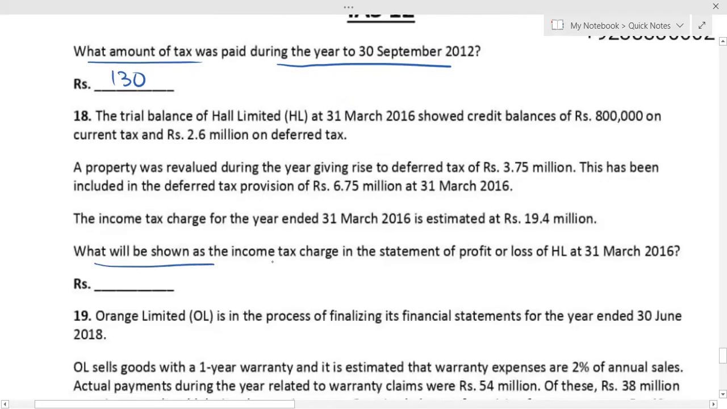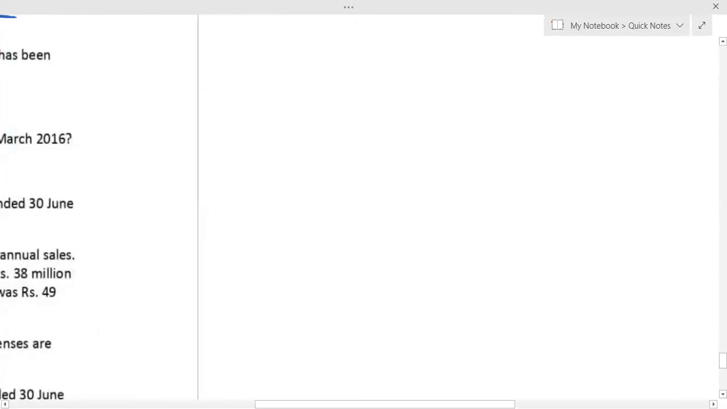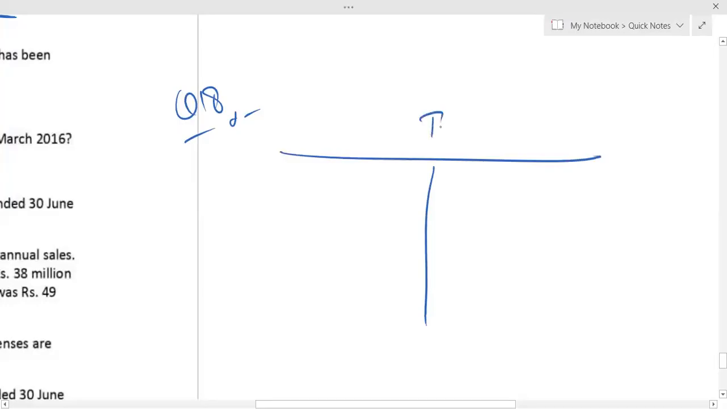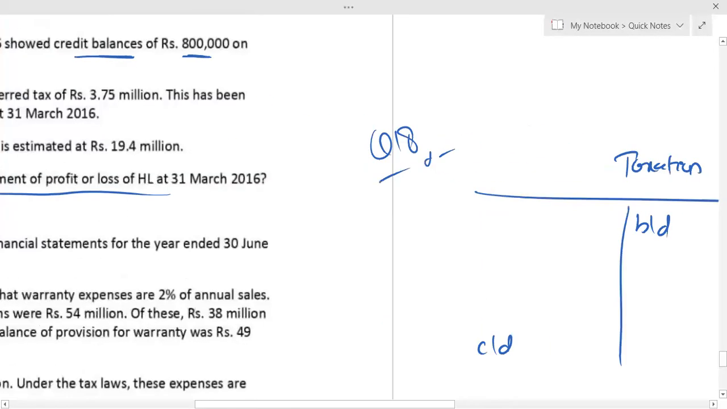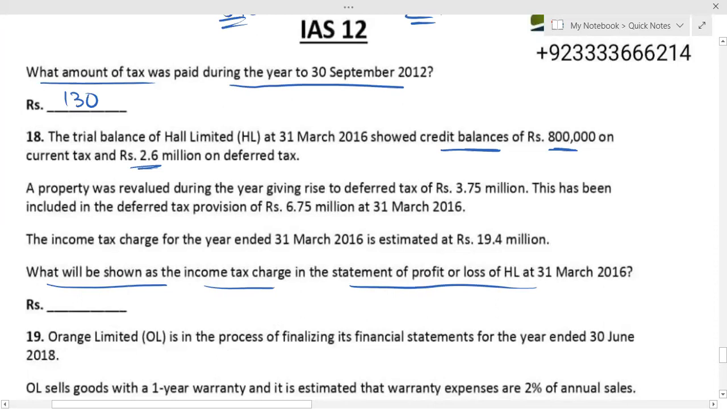What will be shown as income tax charge in the statement of P&L? Okay. The trial balance of Hall Limited showed credit balance. Basically, these are the opening balances of current tax and deferred tax. Let's see question number 18. BD and CD. So these are basically the opening balances. There's a typing error, you can say.